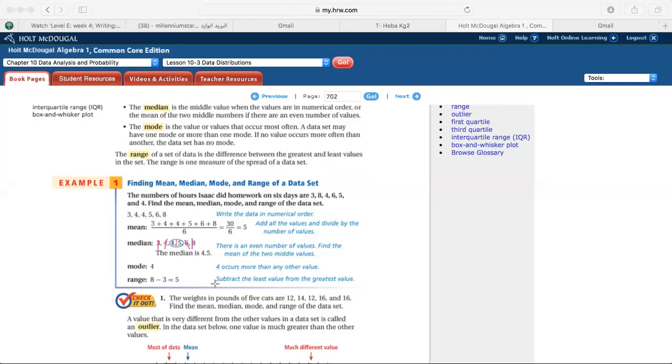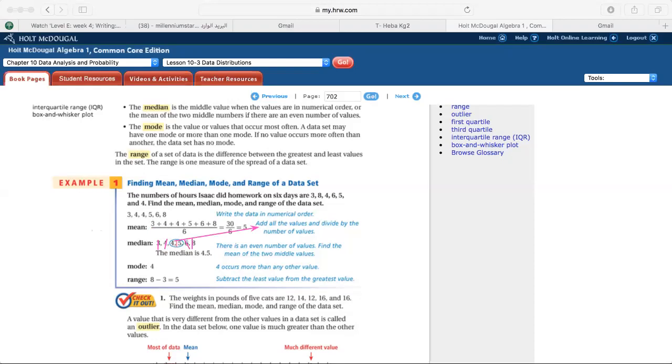Mean is average. The word mean is the same like the word average. I'm going to add the numbers and divide by the number of values, like 4 plus 5 over 2. Add all the values and divide by the number of values. So all the values are 4 and 5. Divide by the number of values, they are 2. So 4 plus 5 equals 9. Divide by 2 is 4.5.